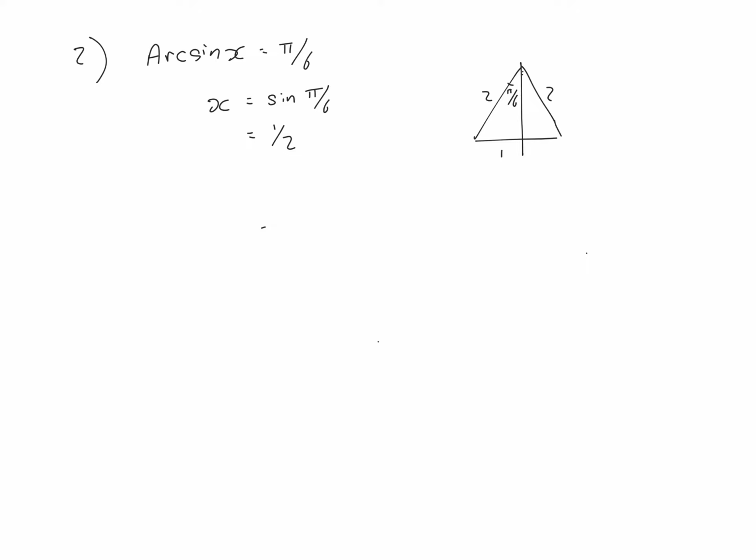So cos of x equals cos of a half, which equals, again using either this triangle, otherwise it's pi by 3.